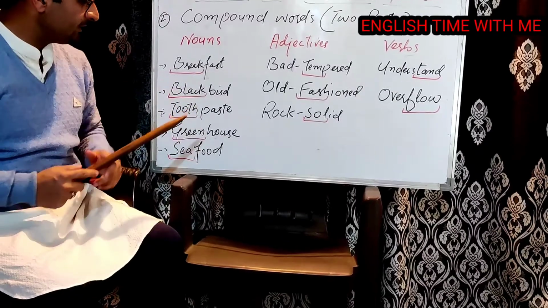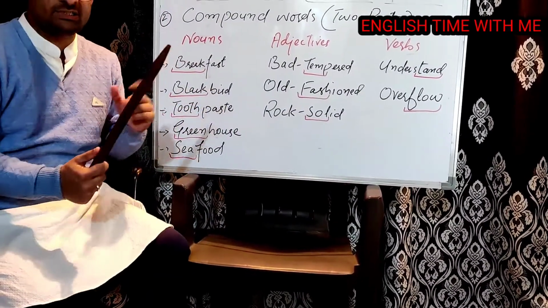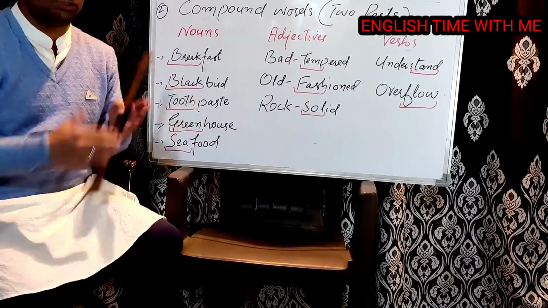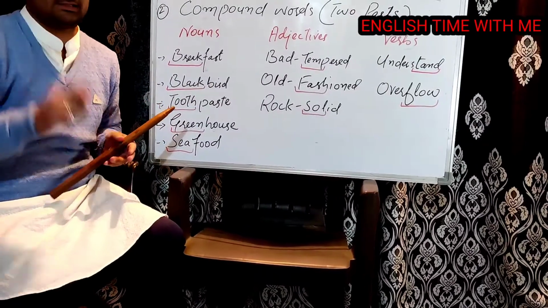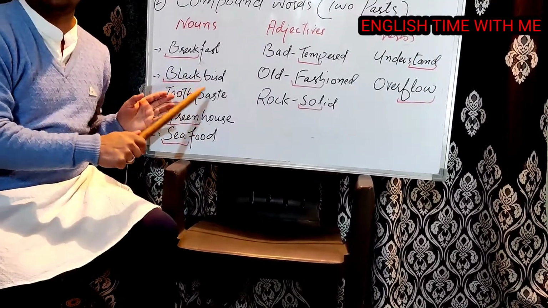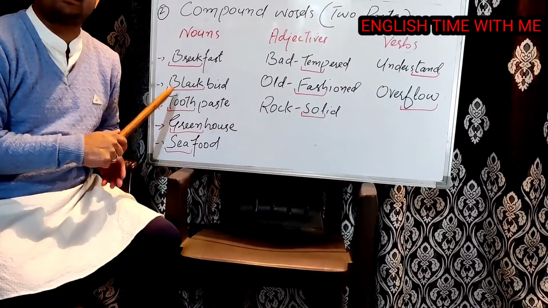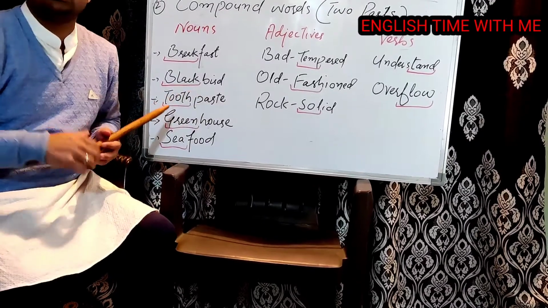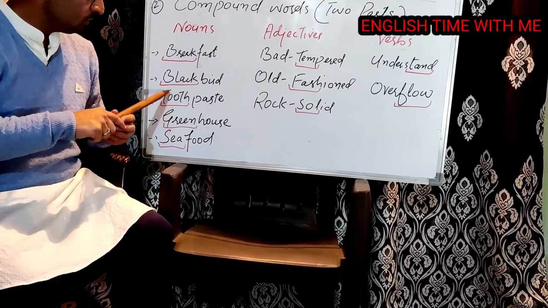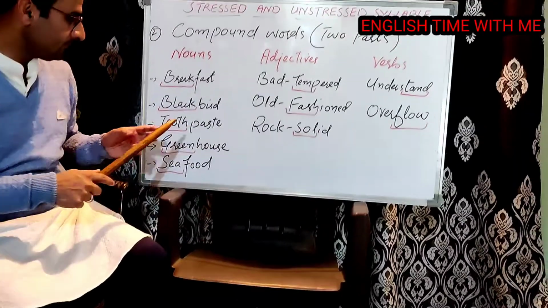Then the next word is blackbird. There are two syllables. This is a compound word, two parts. One is black, the other is bird. The first part will be stressed. BLACKbird. It will not be pronounced as blackBIRD. And then we have toothpaste. Not toothPASTE. That is wrong. TOOTHpaste. The first part will be stressed. This is also a compound word.